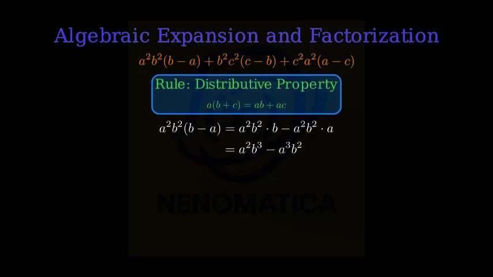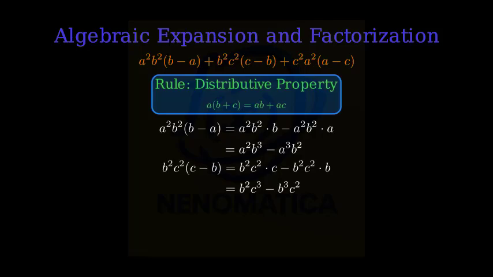b squared times c squared times (c minus b). When we distribute, we get b squared times c cubed minus b cubed times c squared. Finally, let's expand the third term.